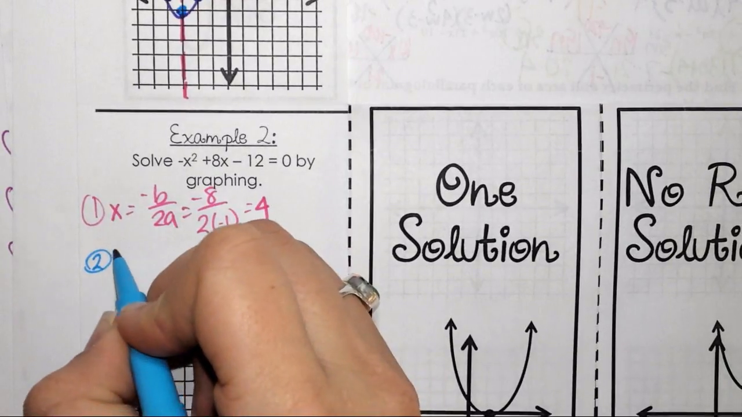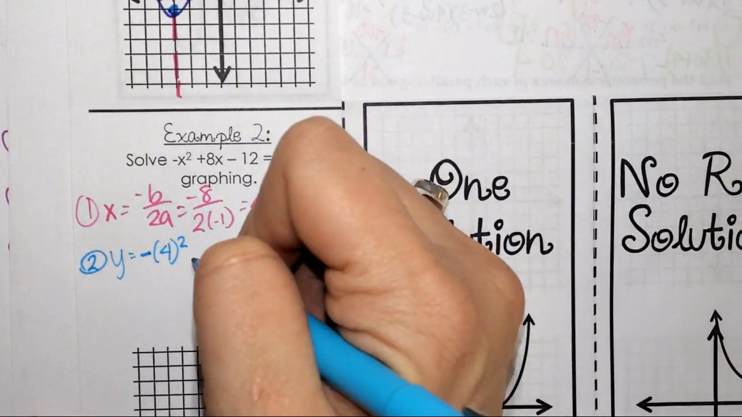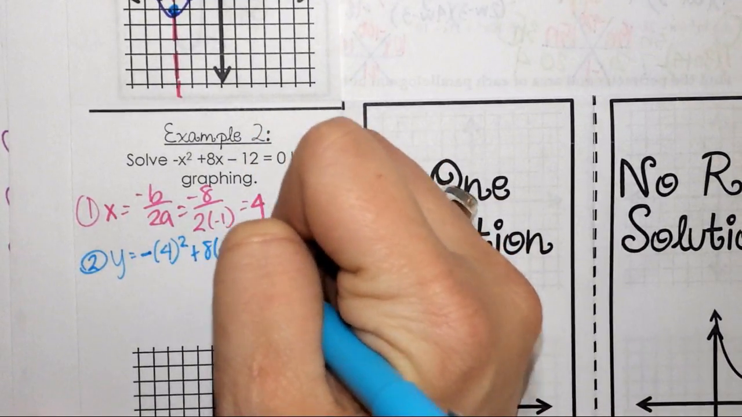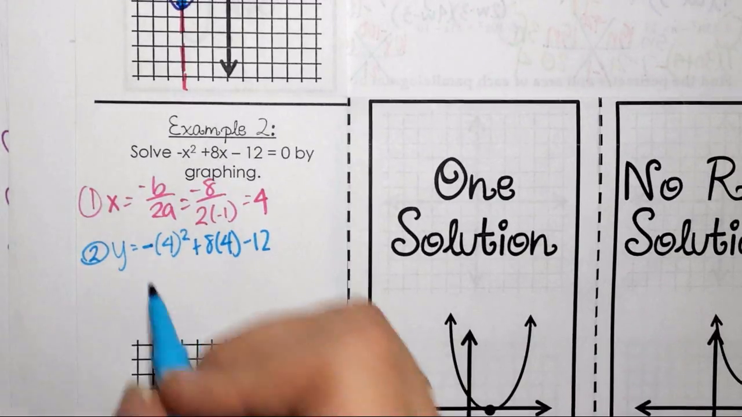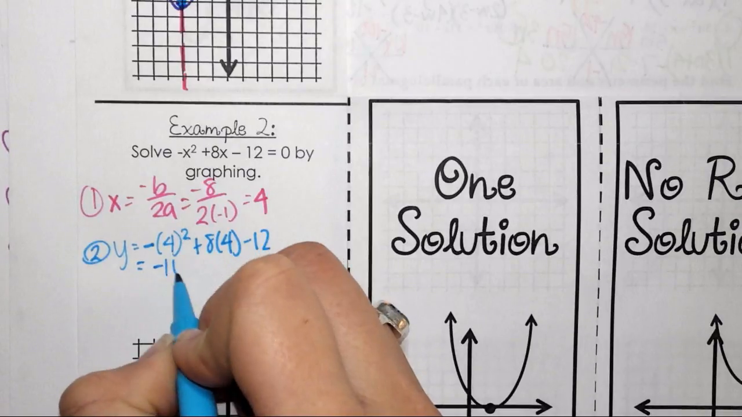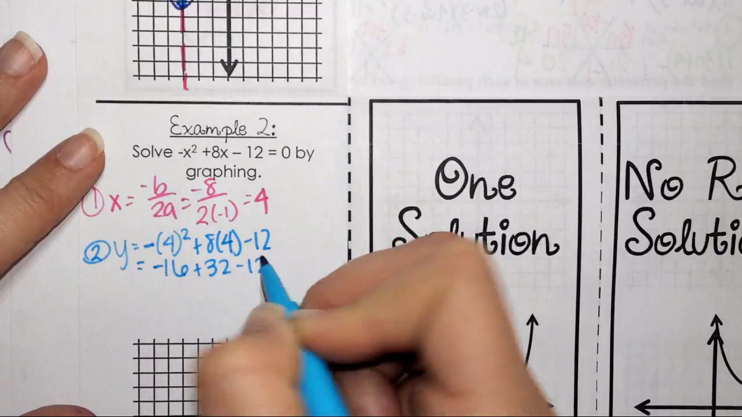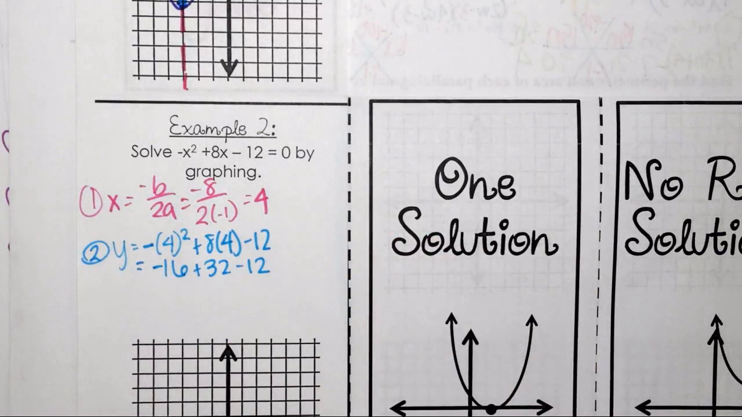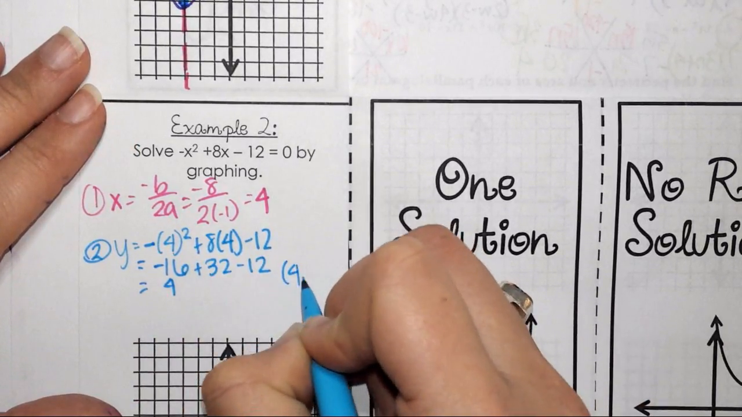All right. Step 2, plug it in for your vertex. So y equals negative, and then we have that 4 squared, plus 8 times 4 minus 12. All right, what's 4 squared? And that negative makes it a negative 16. What is 8 times 4? And what's negative 16 plus 32? And what's 16 minus 12? So our vertex is at 4, 4.